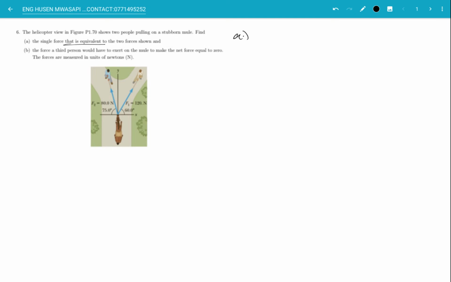Using the Cartesian method, which is method 1, all we have to do is find the components of each force. Let's start with force 1. What components does it have? First, look for the size of force 1. The size is 120 newtons. And you need the direction, which is theta.